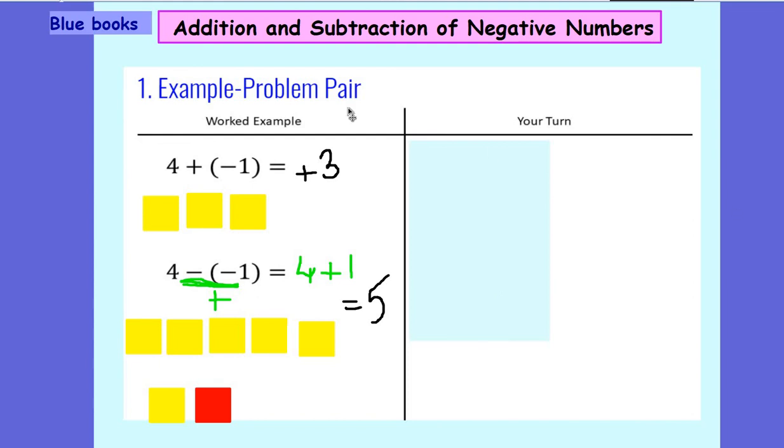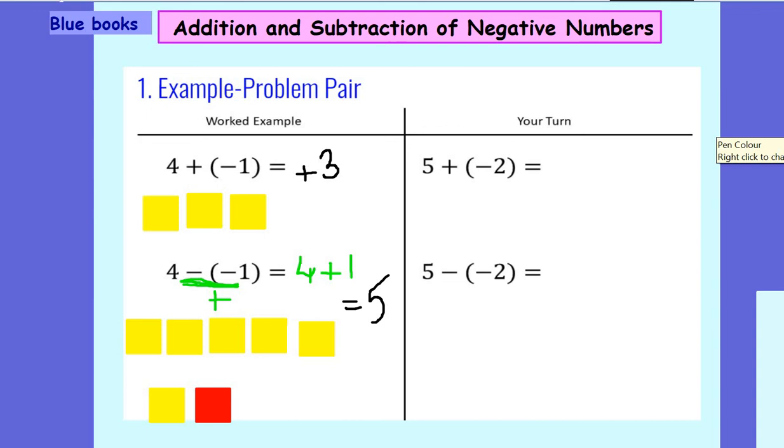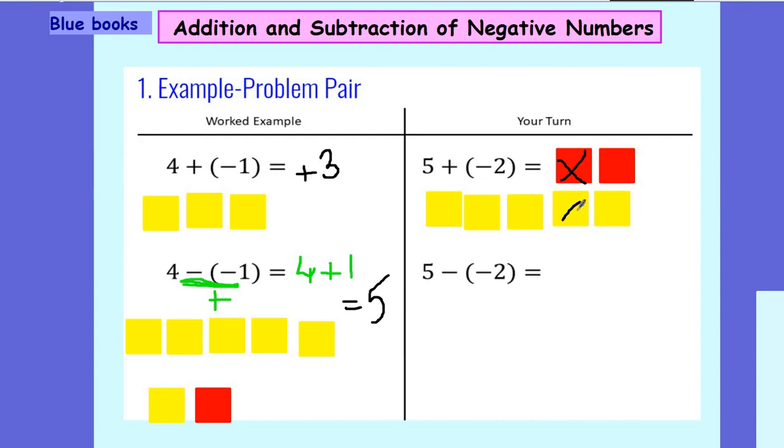Over to you guys in your dark blue books or on your mini whiteboards. Please pause the video for a minute or two and have a go at these questions. Right here, let's go through the answers. For positive 5, I'm going to need 5 yellow squares. To add on negative 2, I need 2 reds. If I remove my 0 pairs, I'm left with positive 3.